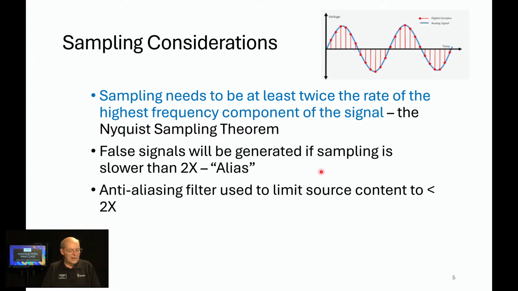Now the problem is, if you don't sample at least twice the highest frequency in the audio material that you're trying to sample, you'll get signals called aliases. They're false signals, and I'll show a diagram of how those are generated. So throughout the discussion on software-defined radios, we're going to see a number of cases where we're dealing with anti-aliasing filters to make sure that frequency ranges are constrained to a range that won't cause false signals.